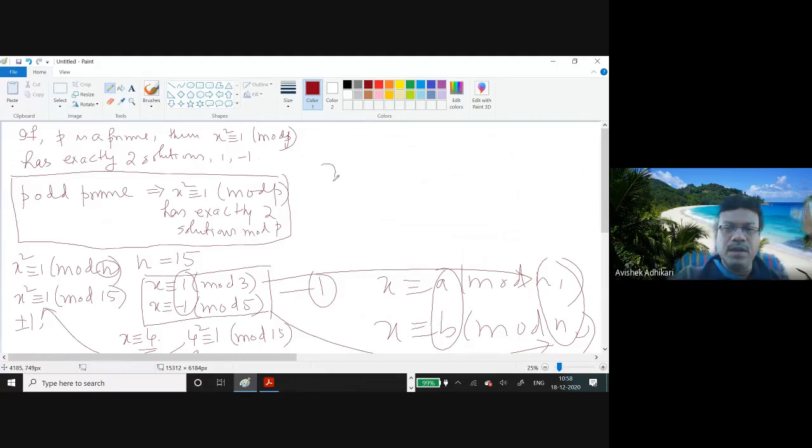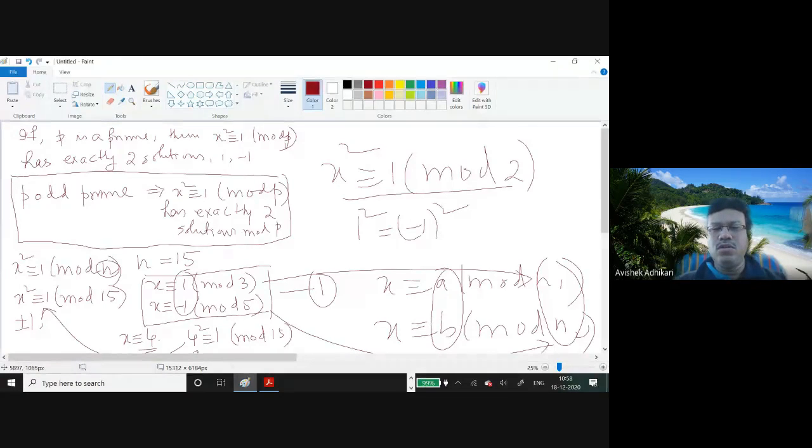I mean, if you consider x square congruent to 1 mod 2, then how many solutions will you have? Here you have exactly 1 square equal to minus 1 square, right? So 1 equal to minus 1 here. That's why it will have exactly one solution, not two solutions. But if you have an odd prime, so I should have here that p is an odd prime.